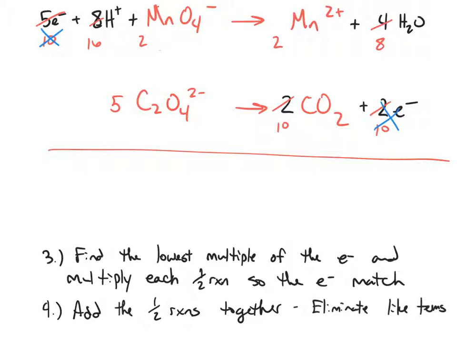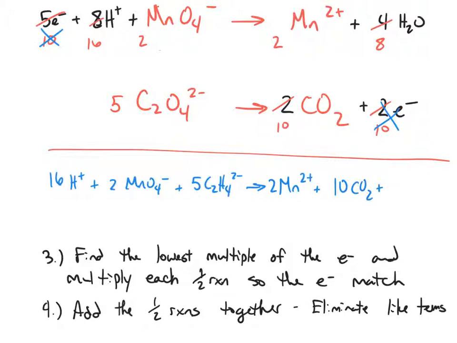So my final answer is 16 H+ plus 2 MnO4- plus the 5 C2H4^2- is equal to 2 Mn2+ plus the 10 CO2s plus the 8 H2Os over here. And now my final answer is the fully balanced redox reaction that includes H pluses because this is done in an acid, and water because, of course, acids are all aqueous solutions.